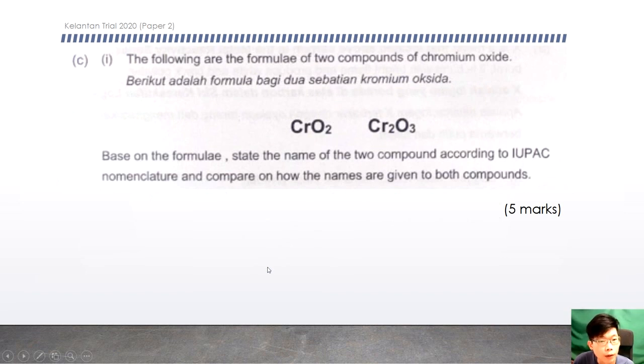C. The following are the formulae for 2 compounds of chromium oxide. Based on the formulae, state the names of the 2 compounds according to IUPAC nomenclature and compare how the names are given to both compounds. So you are given 2 types of compounds of chromium oxide. There are 5 marks. So, suggested answer.